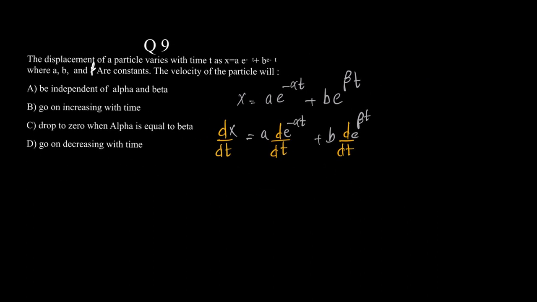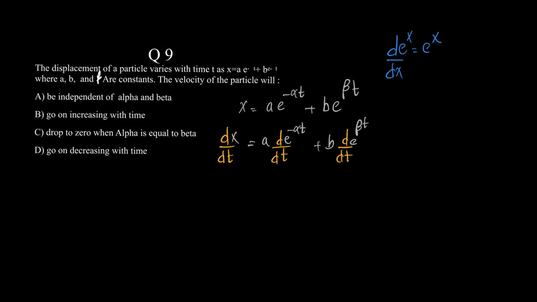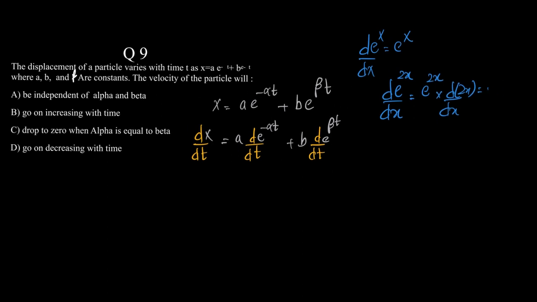Now let me also write down the derivative of e raised to x. So see, d by dx of e raised to x is equal to e raised to x. It's very simple. Now, what is d by dx of e raised to 2x? It is equal to e raised to 2x into d by dx of 2x, which is e raised to 2x into 2, or 2 e raised to 2x.